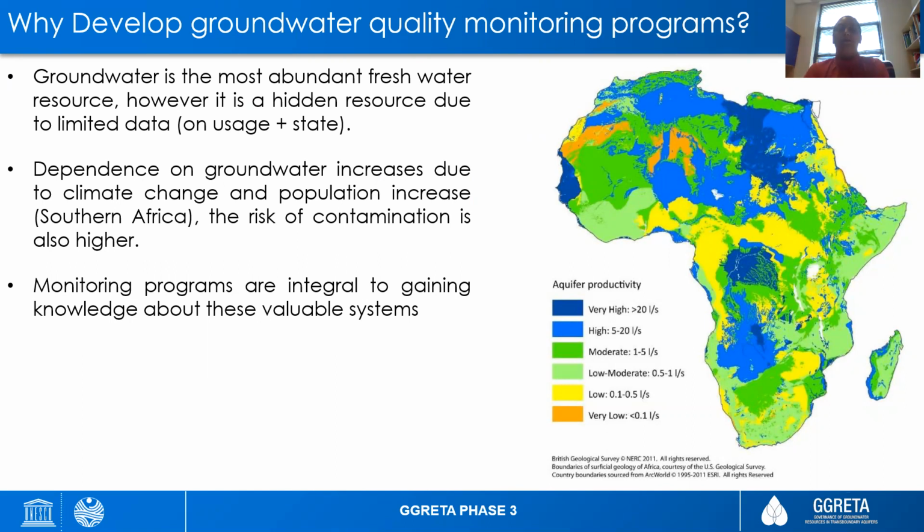Monitoring programs are really integral in gaining knowledge about these valuable systems, because we need to know how much is available, how much can we remove sustainably, is it good enough for us to drink, or can we use it for other reasons like agriculture or industry. So this is why gaining that valuable knowledge is important.